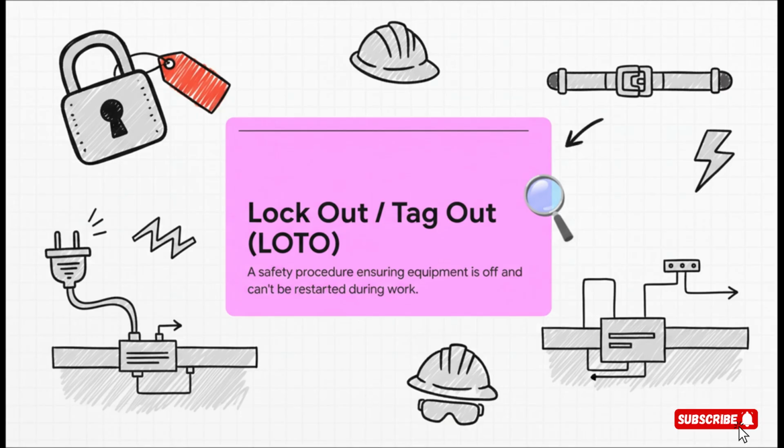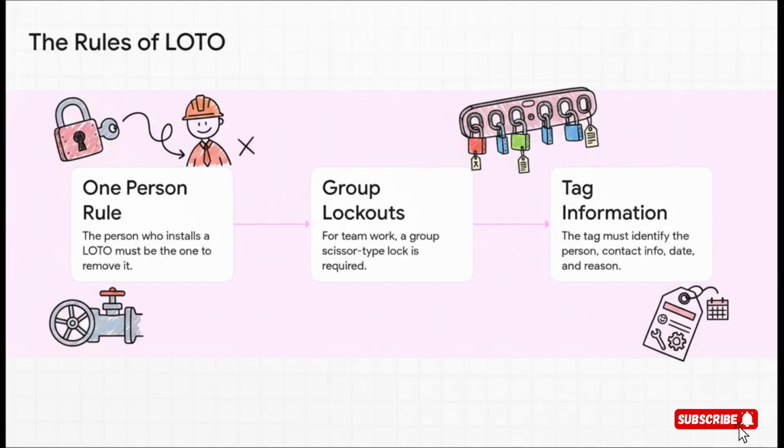Think of it like a seatbelt. Yeah, at first it might feel like a hassle, but it quickly becomes a non-negotiable habit that can and absolutely does save lives. It guarantees a circuit cannot be turned back on while you're working on it. And the rules of LOTO are absolute.